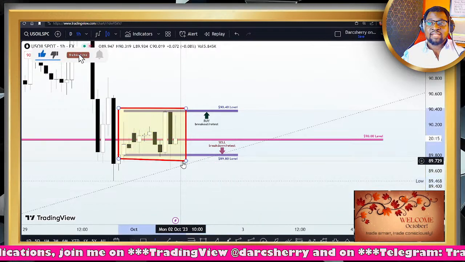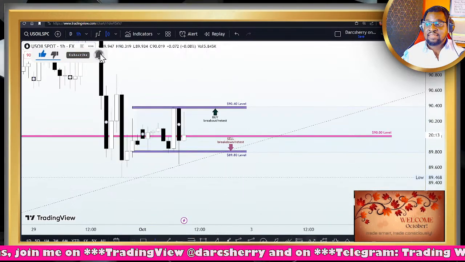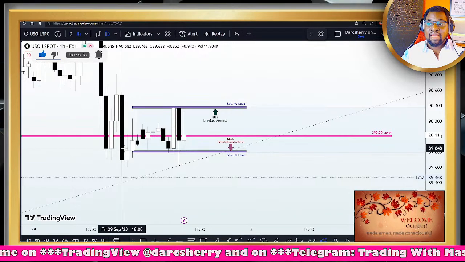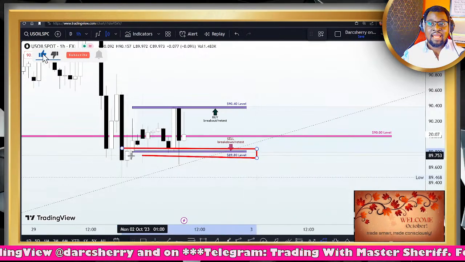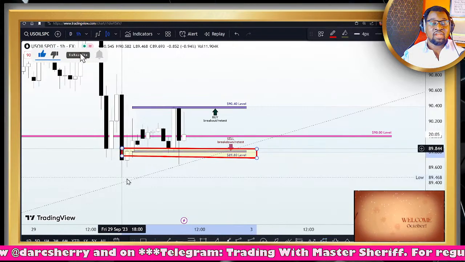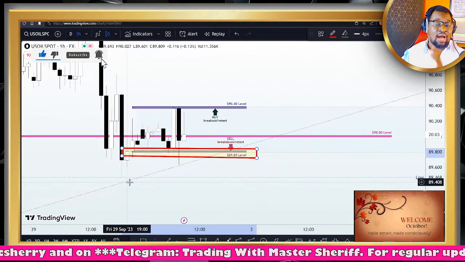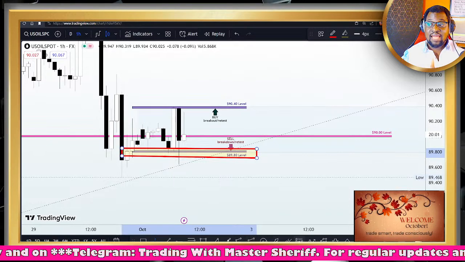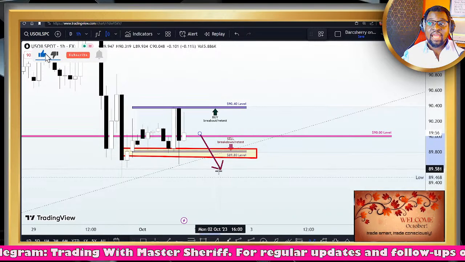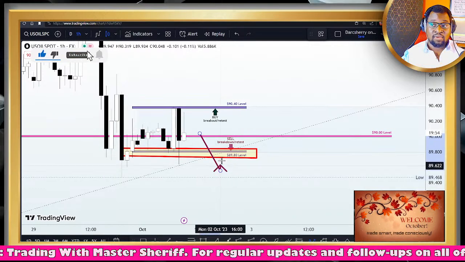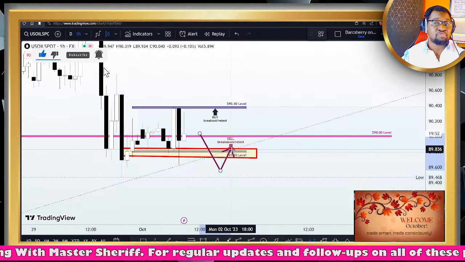And one thing I would like to state here is the fact that this $89.80 level runs right exactly across that ascending trend line we spotted on the higher time frame. Now, if at any point in time today price breaks down the $89.80 level, I will need some confirmations like a retest of structure.